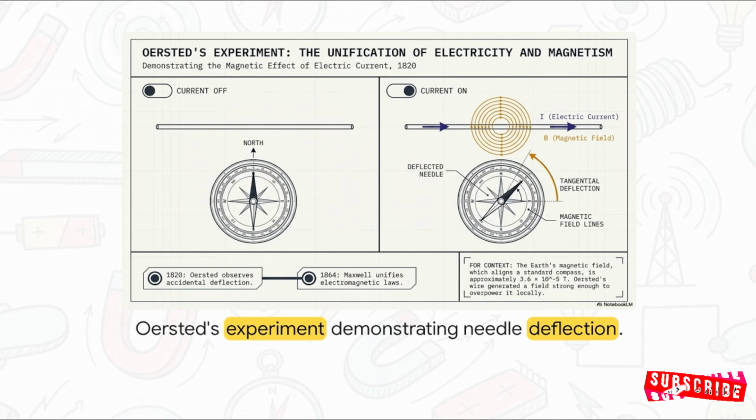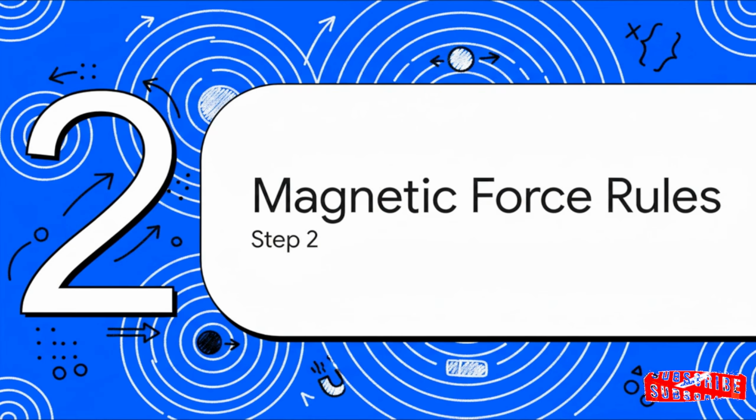The Earth's magnetic field is about 3.6 times 10 to the negative 5 teslas. To put that into perspective, Ørsted's simple everyday wire generated a field strong enough to locally overpower the magnetic pull of an entire planet. Just incredible. Moving right along to step 2, magnetic force rules.